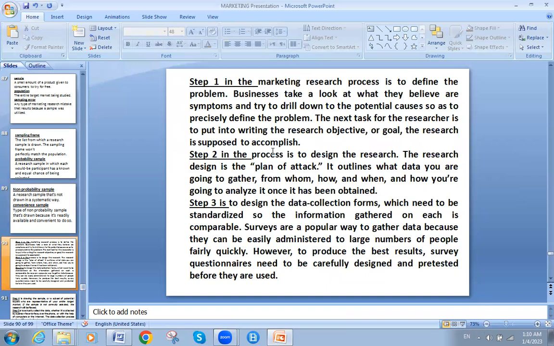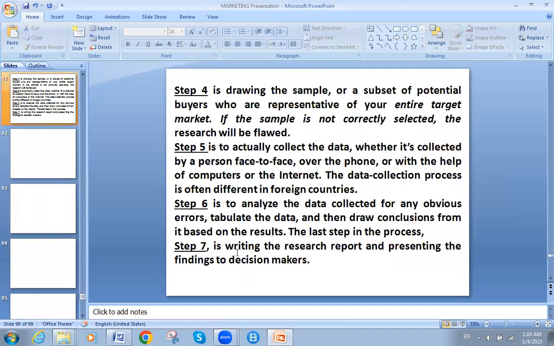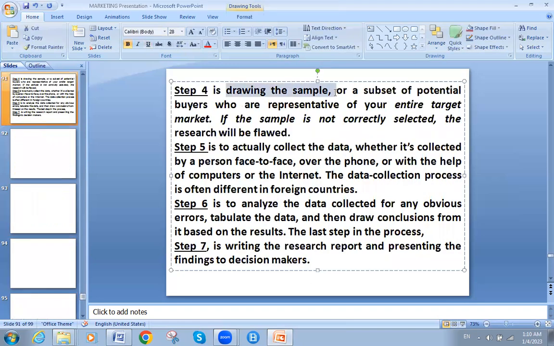Again, I will talk about the marketing research steps here. Step 1 of the marketing research process is to define the problem, like we said before. Step 2, to design the research, see how it will be, and so on. The third step is to design the data collection, which needs to be standardized. How we will collect the data, right? Step 4 is drawing a sample. And like we saw before, we have many types of samples, like the equal probability samples or non-equal probability samples.